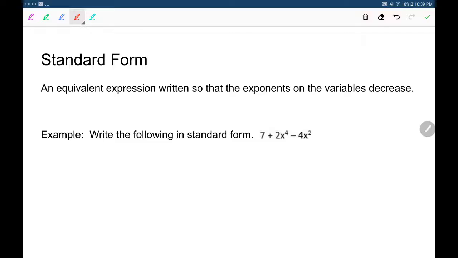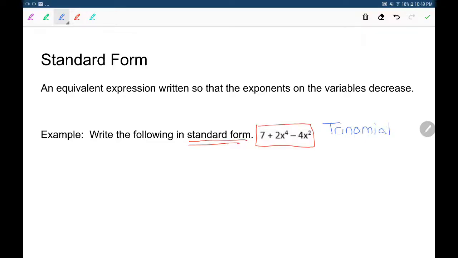So if we look at this example, we have this polynomial, 7 plus 2x to the 4th power minus 4x squared. And right now it's written in any order. We want to write it in standard form. In order to do that, we have to start with the term with the highest exponent. This one only has 3 terms. This is a trinomial.